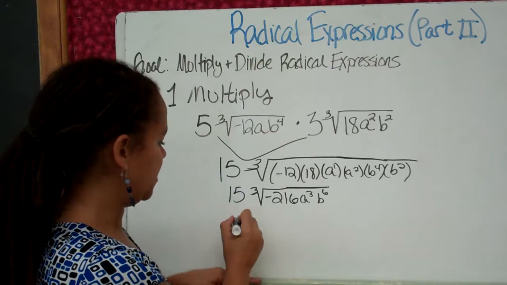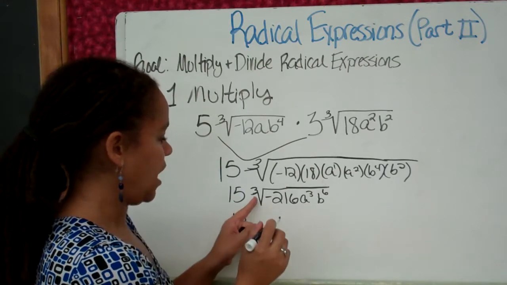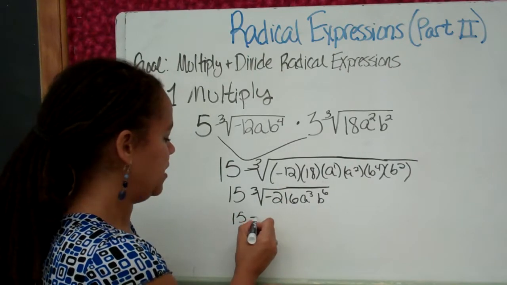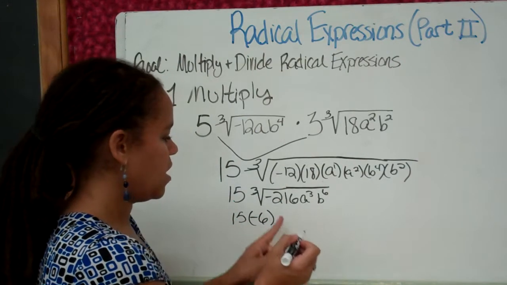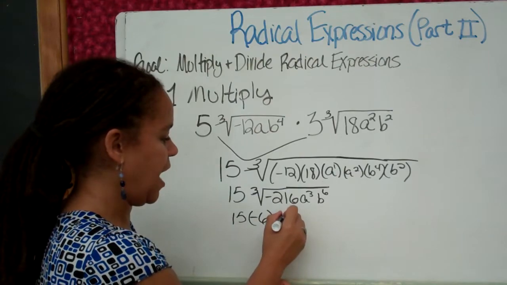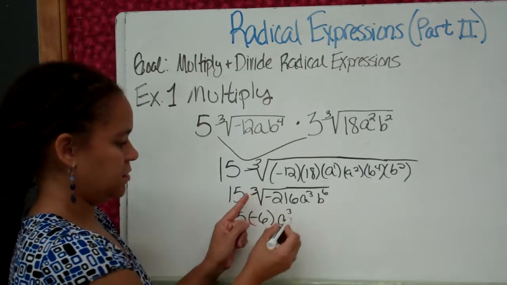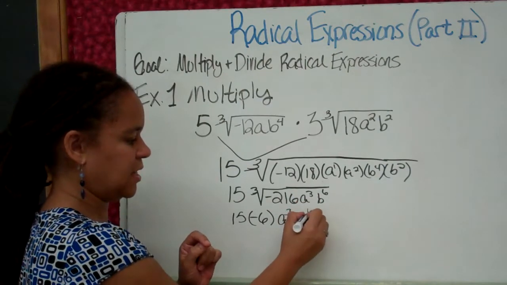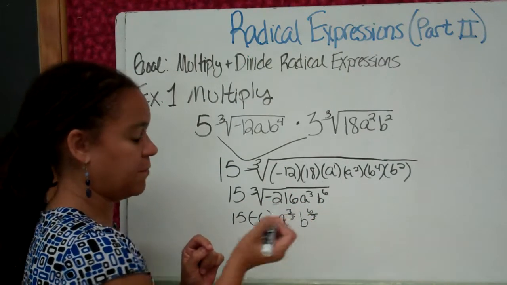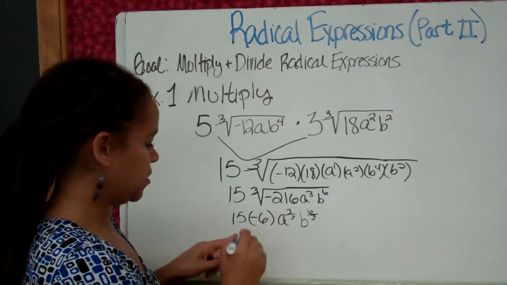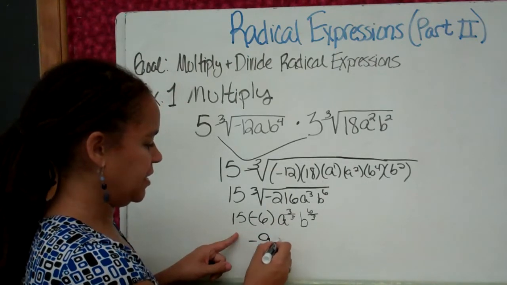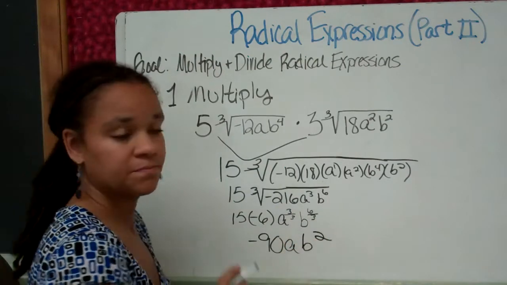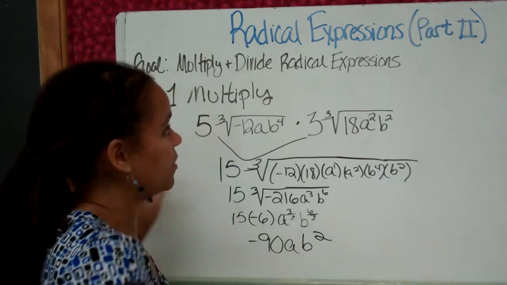So what we have here is 15 times the cube root of negative 216, which would be negative 6. And then this, of course, is going to be a cubed divided by the 3 from here. And we have b to the 6 divided by the 3 from here. So our final answer would be negative 90, a, because that's just 1, b squared. All right, let's look at another example.